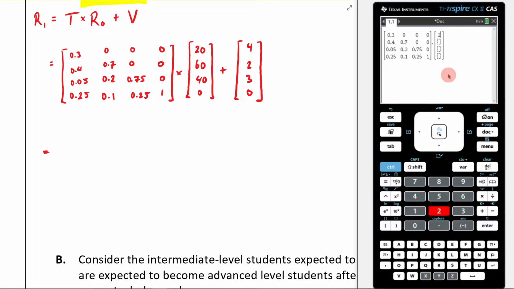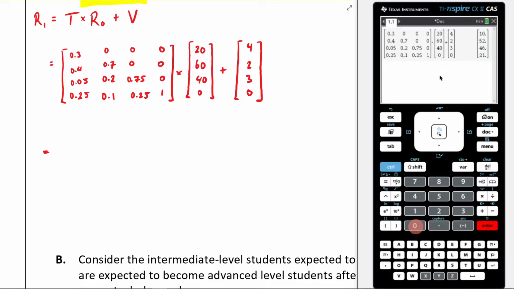So that's going to be 20, 60, 40, 0. Then I'm going to plus it with this one. We come here, we go up, we go down. This is 4 beginners are coming to the school. 2 of those kids, 3 of those kids, none are leaving. Hit enter, and there we go.